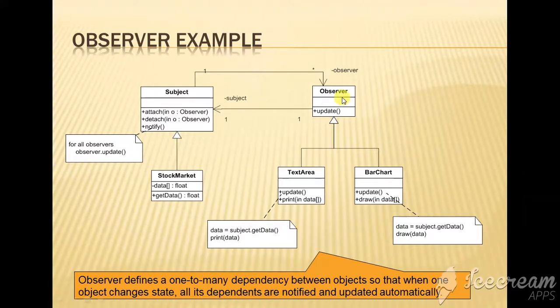One-to-many dependencies are there, and you can see here between the objects, that when one object changes state, all its dependents are notified. When there is a change in the subject, there will be a change in all the dependent classes and objects also. There will be a change in the subject get data. If you change one of the classes or objects, then the changes will be reflected in the other classes and objects also. So this is the observer example.